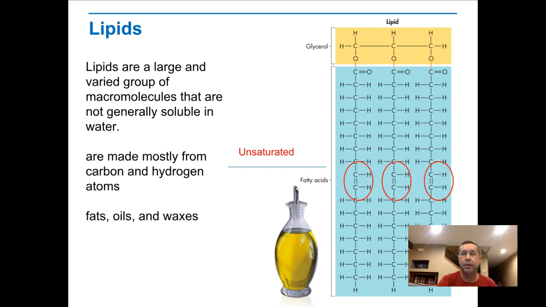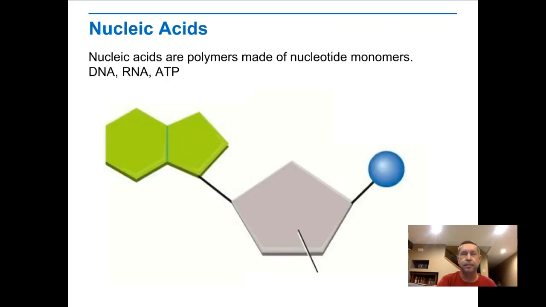Sometimes you have what we call saturated or unsaturated fats. Basically, it has to do with the number of double bonds between the carbons. If there are no double bonds, it's a saturated fat. It's a solid at room temperature. It's not typically as healthy to eat. Unsaturated fats typically are liquids at room temperature, and they're healthier for us.